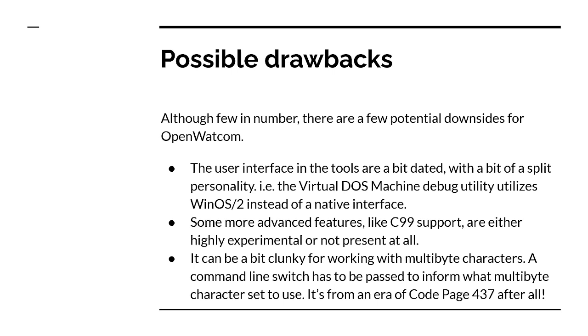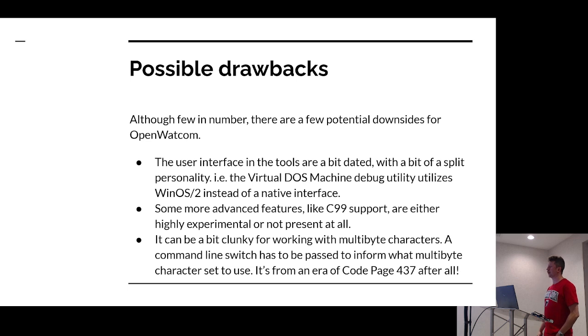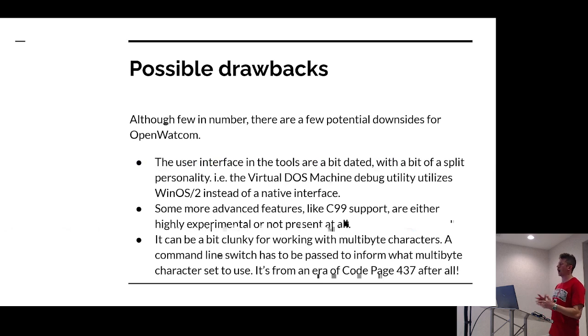From my research, it appears that OpenWatcom is a bit clunky for working with multi-byte characters. It was designed in the era of code page 437. As Alex alluded to in his talk just last talk ago, he was talking about the different code pages, and IBM's character set for English, ASCII English, would be code page 437. That's where you want to live. If you did want to use some fancier character sets, you could pass parameters to OpenWatcom to handle those, but it's a bit of a mixed bag. So something to keep in mind: you want to keep things simple.